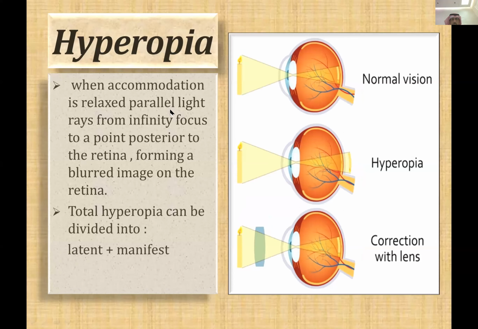Hyperopia: when accommodation is relaxed, parallel rays of light from infinity focus to a point posterior to the retina. We can see here the picture is formed posterior to the retina, and it will be corrected by convex lenses. Also, hyperopia can be divided into latent and manifest. The latent is the part of the hyperopia which will not be manifested, and it will not be discovered until cycloplegia is used.